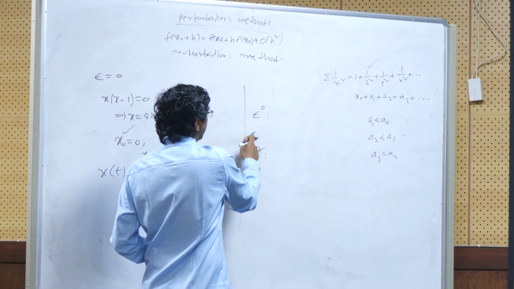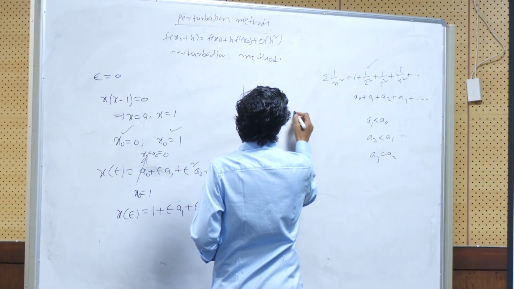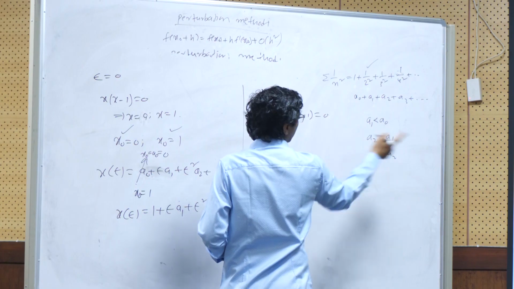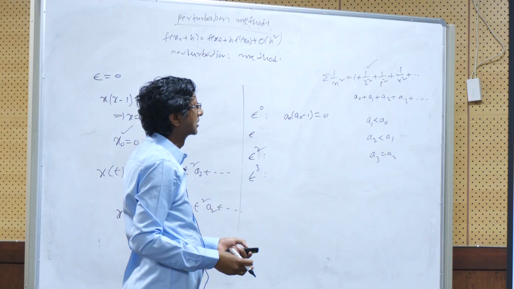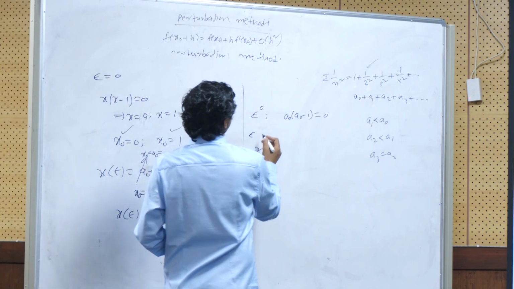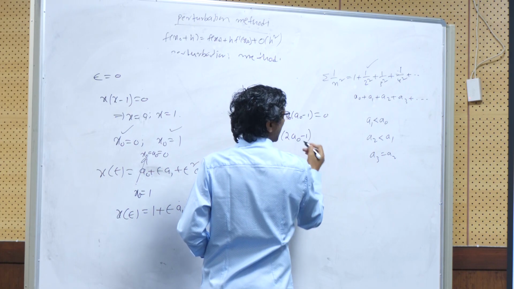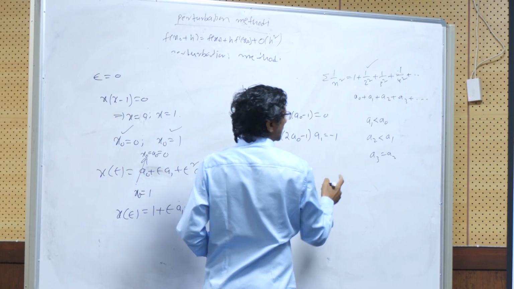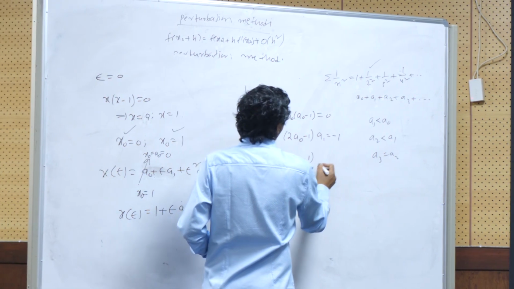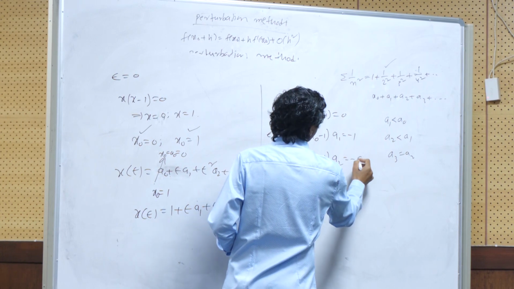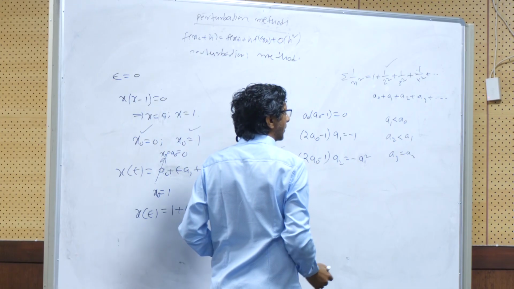You see epsilon power 0, epsilon square for this expansion. The first one gives A0 squared minus A0, which you get. For the next, epsilon case, you have 2 A0 minus 1 times A1 is equal to minus 1. If you take the other one, 2 A0 minus 1 times A2 is equal to minus A1 square, and so on.